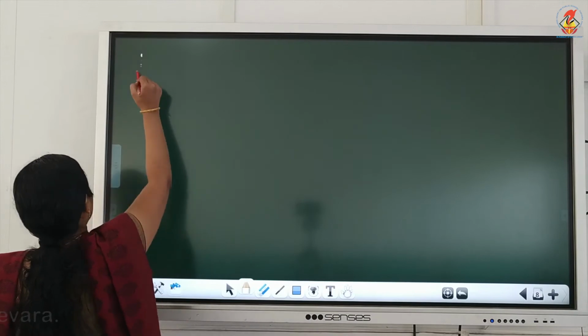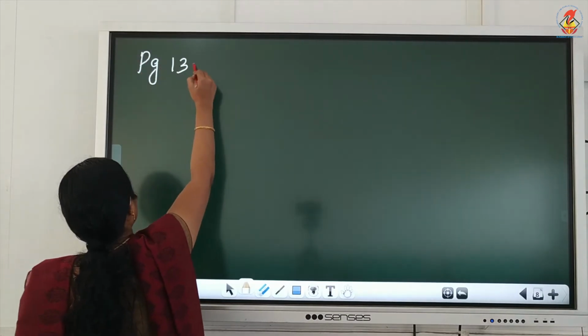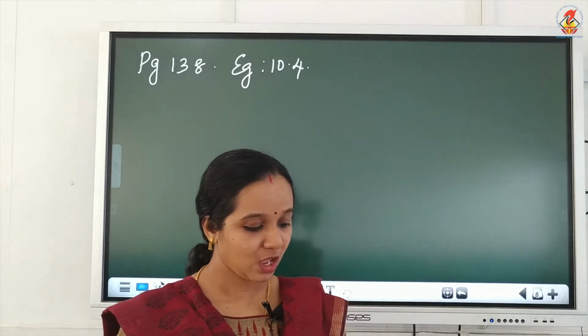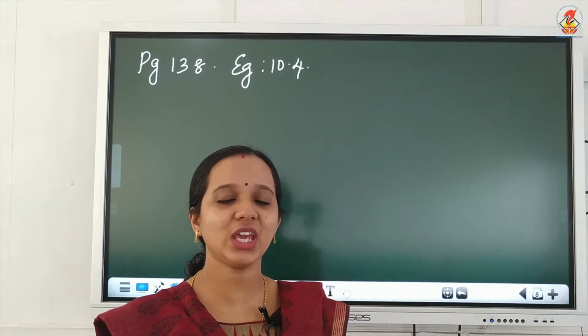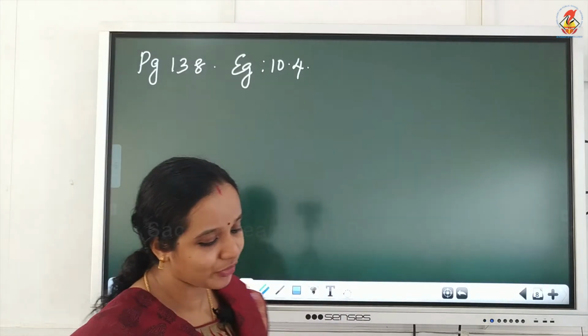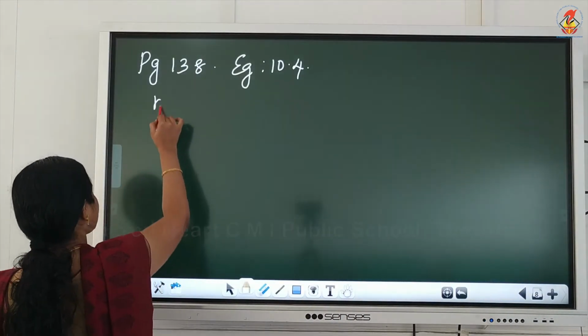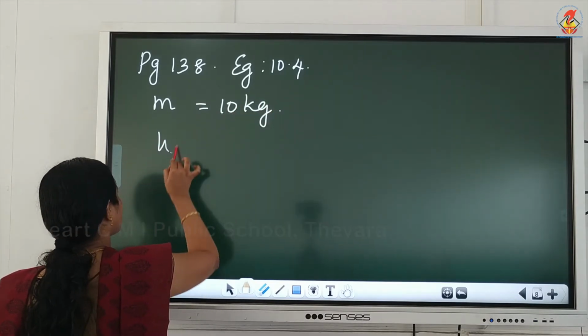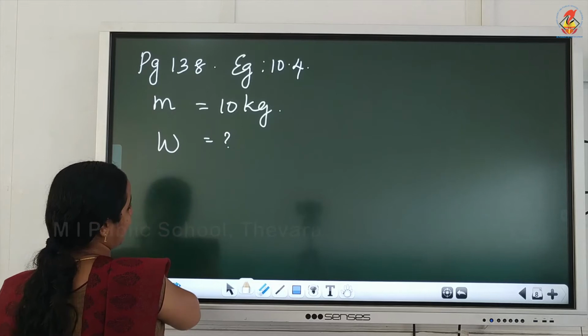Page number 138, example 10.4. The question is, mass of an object is 10 kilogram. What is its weight on the earth? So mass of an object is given as 10 kilogram. Its weight on the surface of earth.